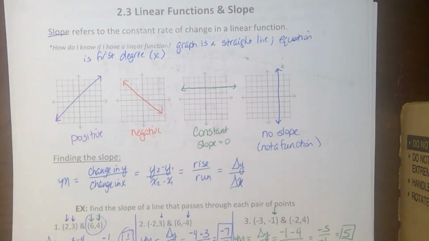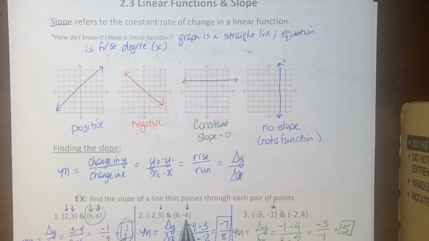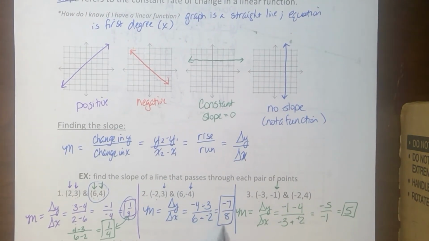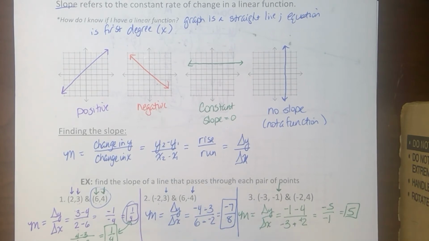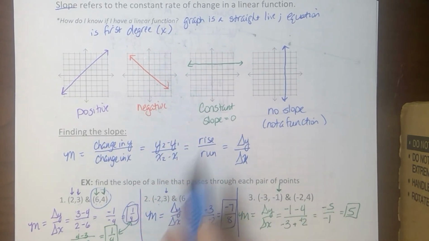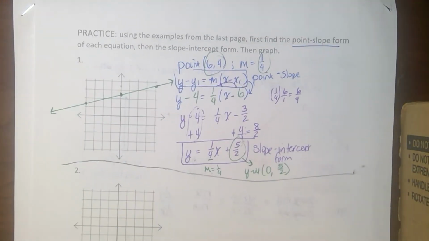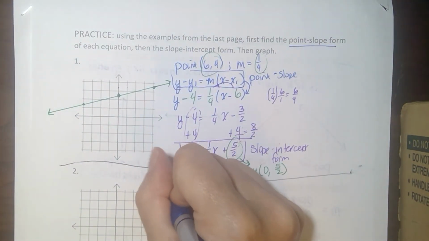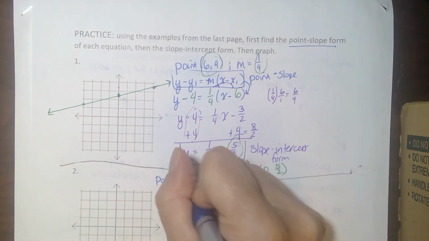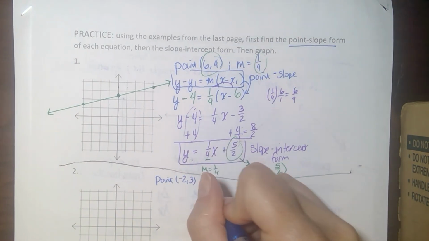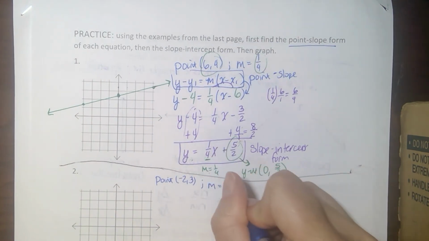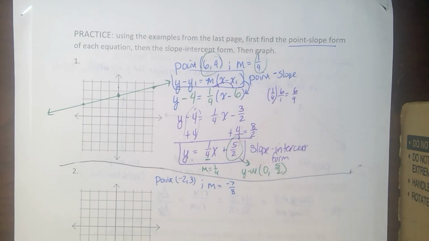So number 2, on the last page, number 2, we had these 2 points and a slope of -7/8. I can pick either point. I picked the second point here. Let's pick the first point there and use -2, 3 as the point. So we know that our line goes through the point -2, 3, and we found that it has a slope of -7/8.